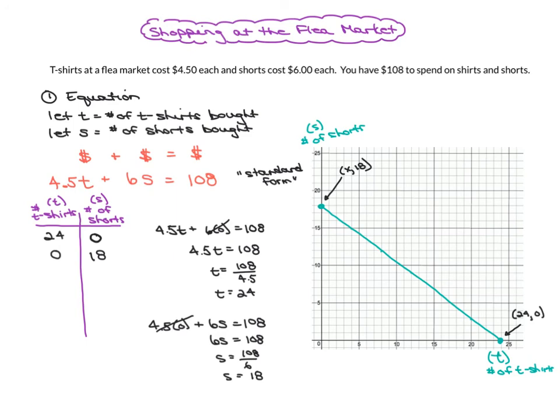Your next task. We have a graph now. I tried to draw that line as accurately as possible. You need to use the graph to find 2 more combinations of t-shirts and shorts that you can buy for $108. Please pause me and find 2 combinations.